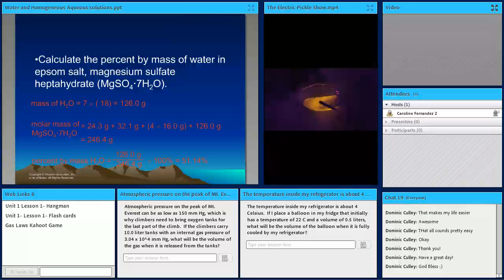So we calculated the mass of the water. Once again, I know that water is 18 grams per mole, and I have 7, so that's 7 times 18, which gives me 126. I get the entire mass of the hydrate, which is 246. Then I do grams of water divided by grams of the hydrate times 100, and in this case, it's 51.14.